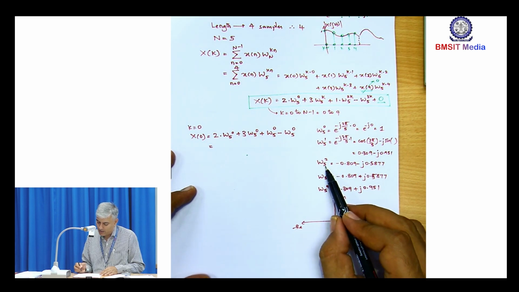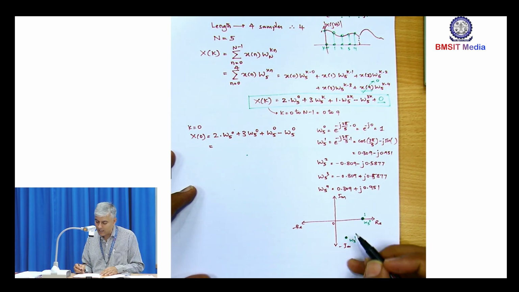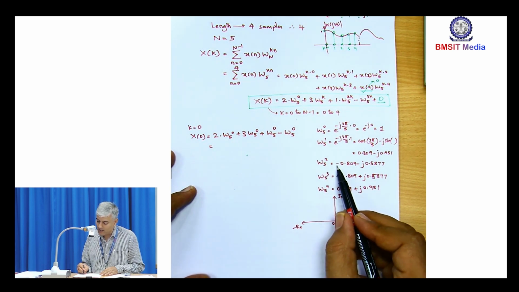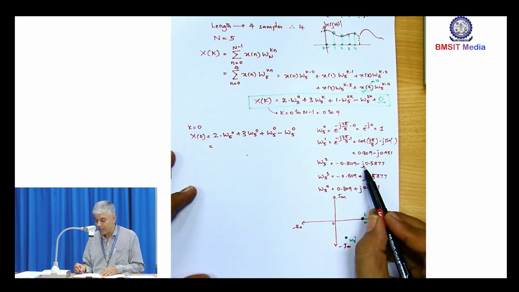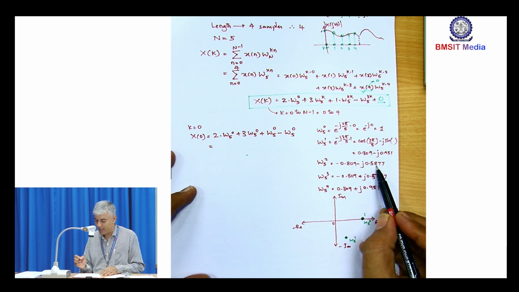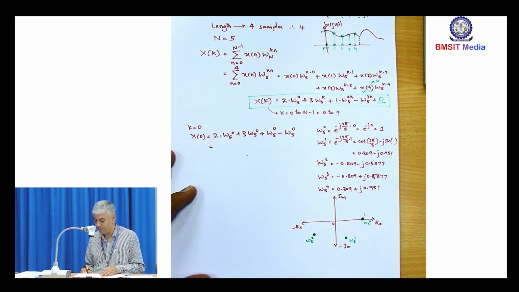So this is W5 raised to 0, this is W5 raised to 1. You will soon realize that there is some pattern in these representations. Okay, W5 raised to 2, where is it? It is minus 0.809 and minus j 0.5877. So minus 0.809 happens to be somewhere here and the negative value over here. This is an approximate representation I am doing. So W5 raised to 2.